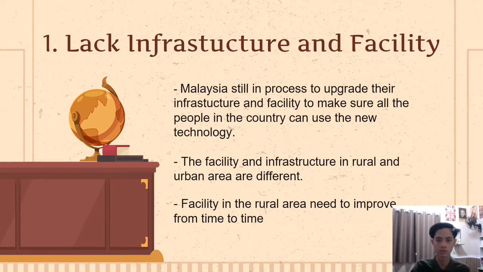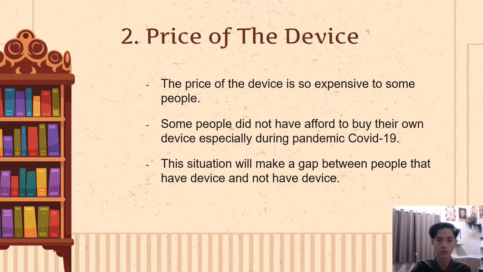The second disadvantage of new media technology is the price of the device. As we know, we need a device to use new media technology, such as a smartphone or computer. The price of the device is so expensive for some people. In the market, there are many brands of devices such as Apple, Samsung, or Oppo, but the prices are so high. Some people cannot afford to buy their own device, especially during the COVID-19 pandemic. There are many people who are jobless. This situation will make a gap between people that have a device and those who do not.